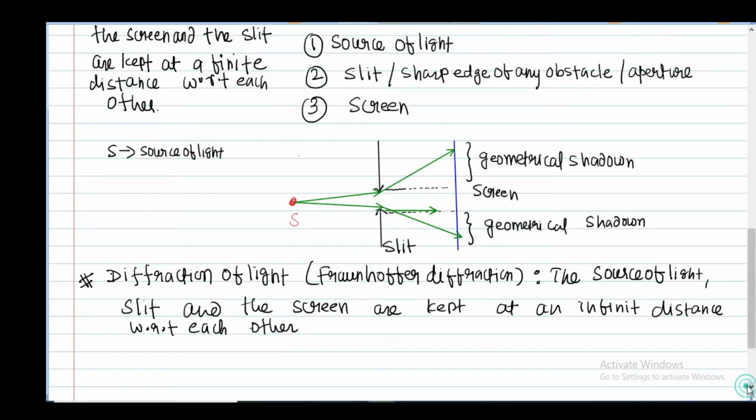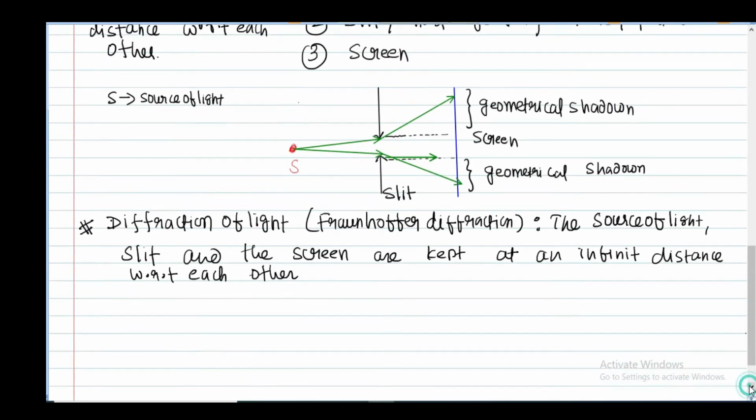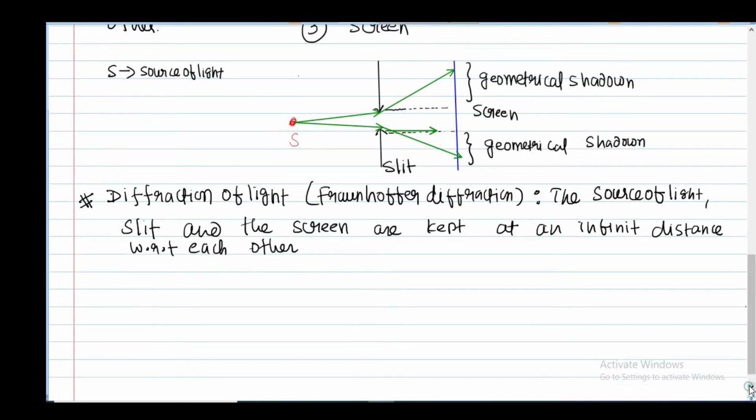Okay, so if the light rays or the light waves are coming from a distant source, then all the light waves are parallel to each other. Suppose the source is placed at an infinite distance with respect to the slit. So let me choose the slit first. Suppose this is your slit now.